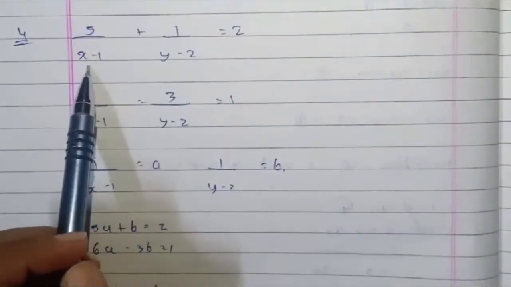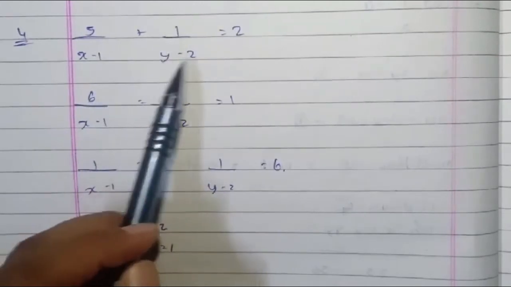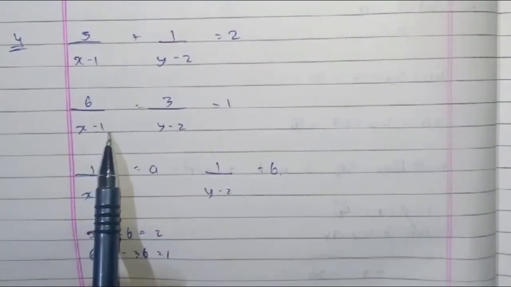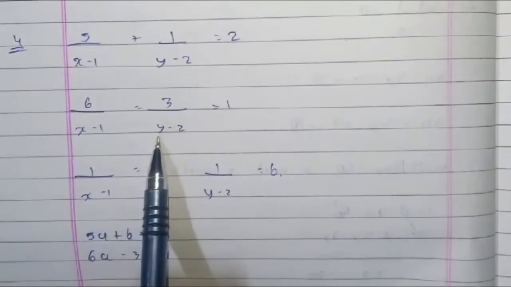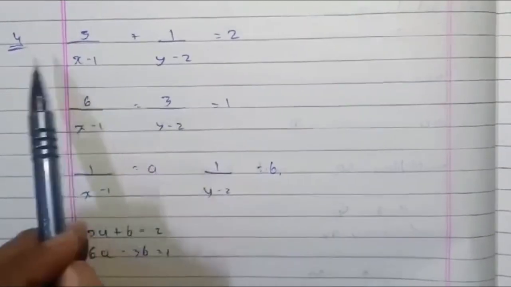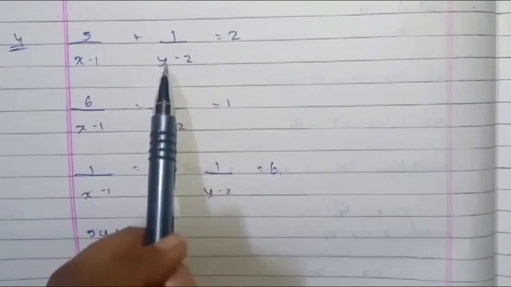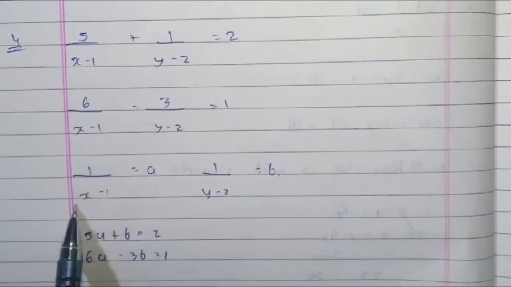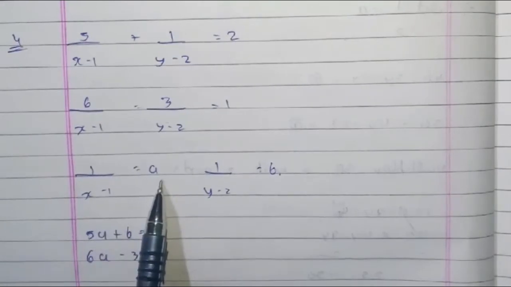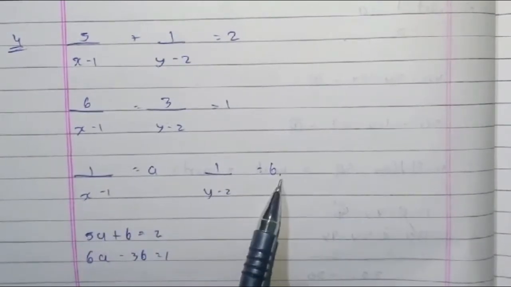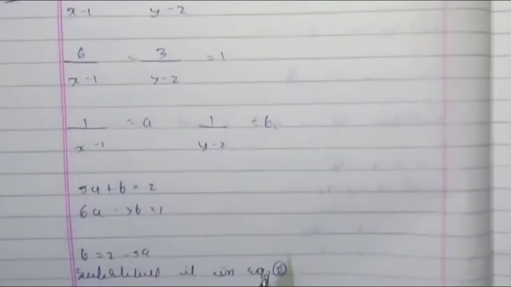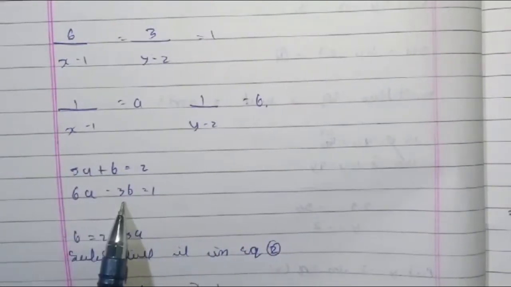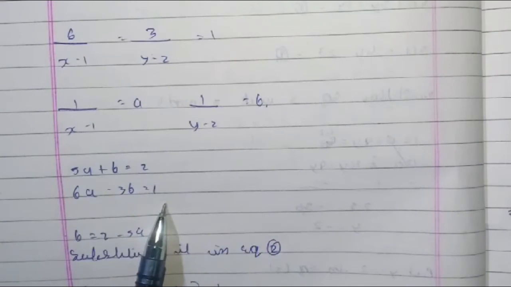Now question number 4. 5 by x minus 1 plus y by y minus 2 is equal to 2. Now second equation: 6 by x minus 1 minus 3 by y minus 2 is equal to 1. See here x, our variable, is a denominator. So what we do? We take 1 by x minus 1 is equal to a and 1 by y minus 2 is equal to b. So what is our equation? 5a plus b is equal to 2 and 6a minus 3b is equal to 1.